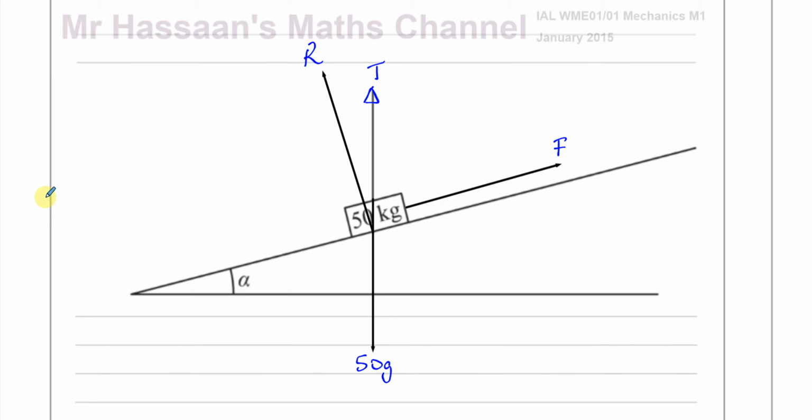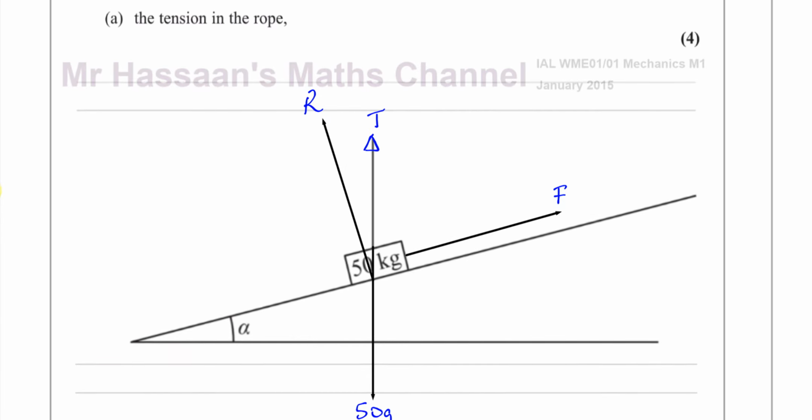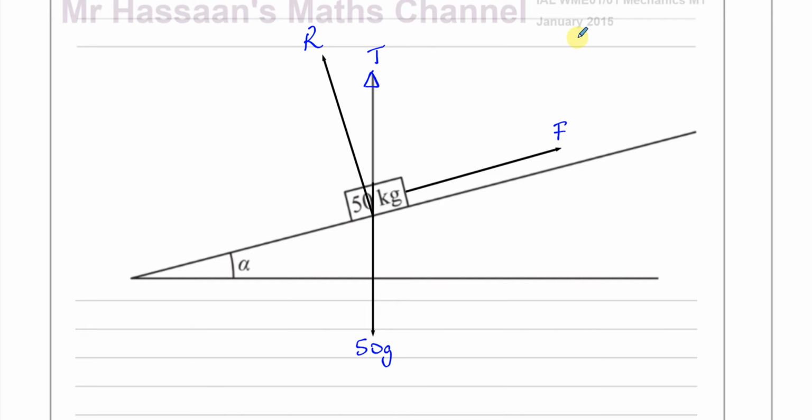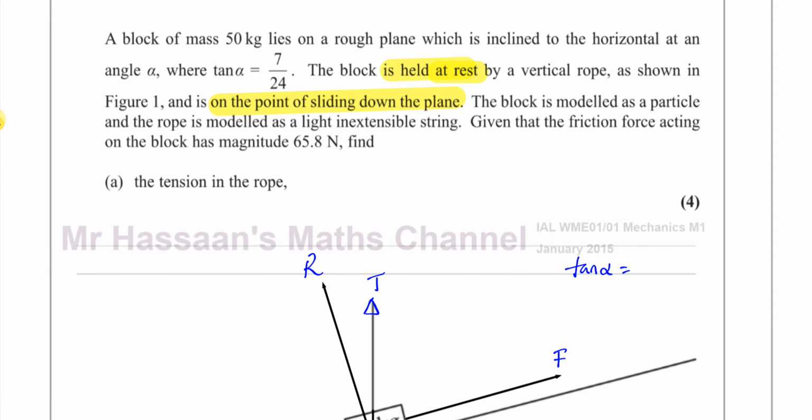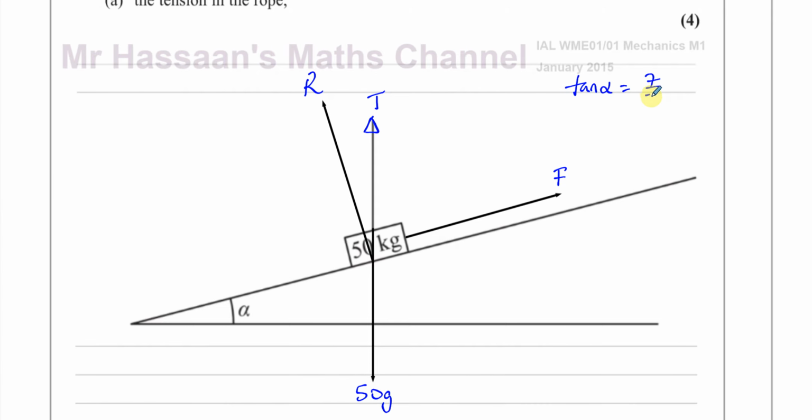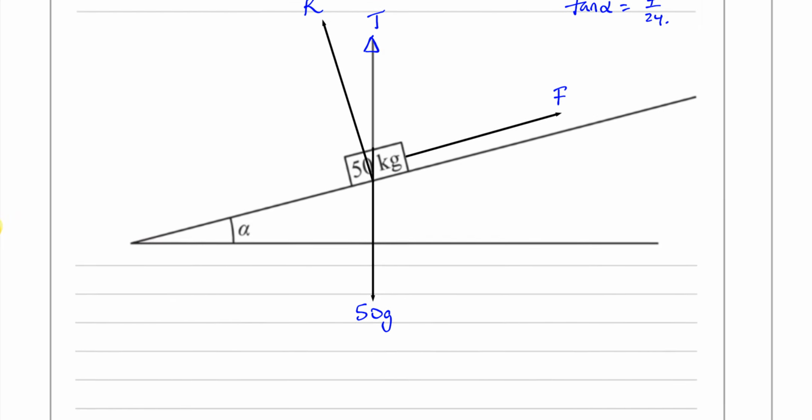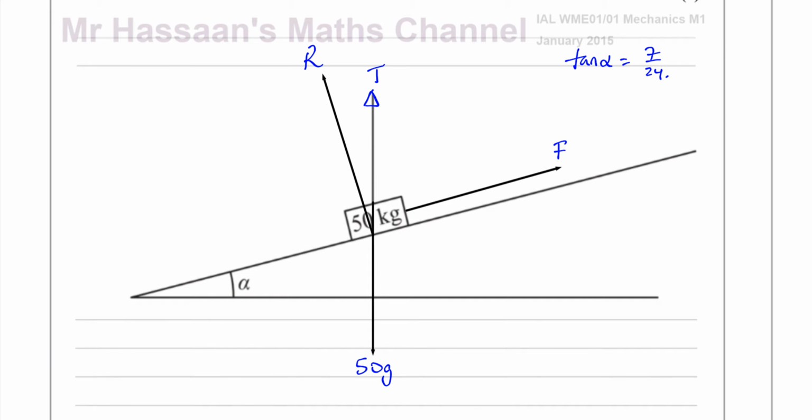Now I know that the angle here is alpha. And we know that the tangent of alpha is equal to, as they told us, 7 over 24. So if I know that the tangent of this angle is 7 over 24, I can find the cosine and the sine of the angle pretty simply as well. Because if I drew a right angle triangle, and this angle is alpha, this side is 7 and this would be 24, then the tangent of the angle would be 7 over 24.